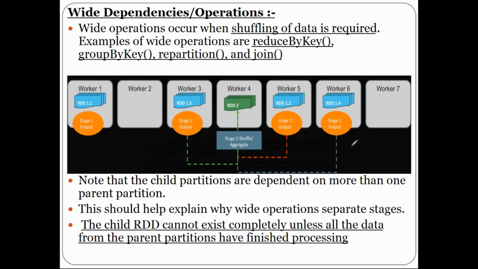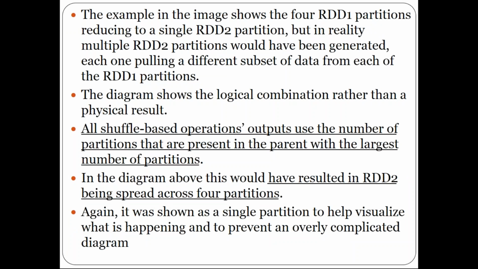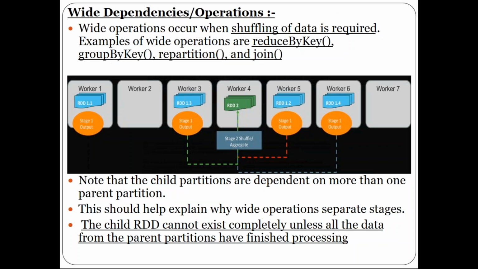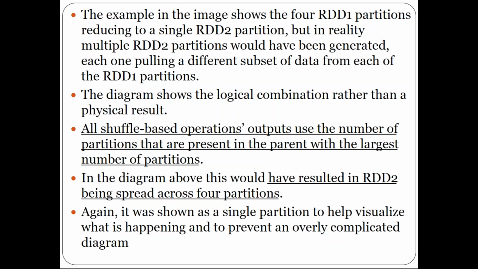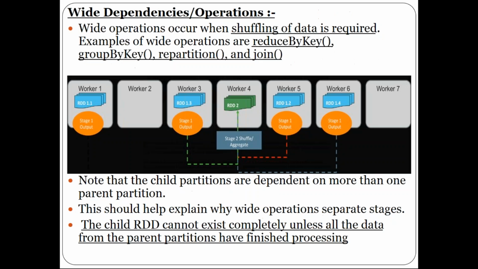Now let me move on to the next bit. The example in the image shows you four RDD1 partitions, RDD 1.1, 1.2, 1.3, 1.4. Good. Now, this is reduced to a single partition called RDD2. For example, the other way of reducing it is 1, 2, 3, 4. 1 plus 2 plus 3 plus 4. 1 plus 2 is 3. 3 plus 3 is 6. 6 plus 4 is 10.